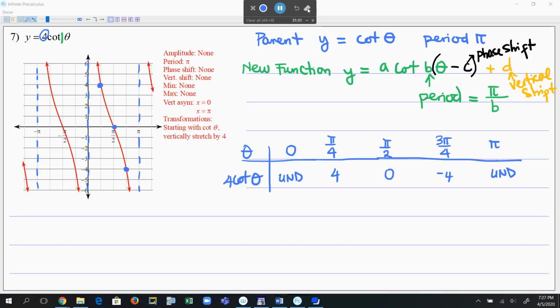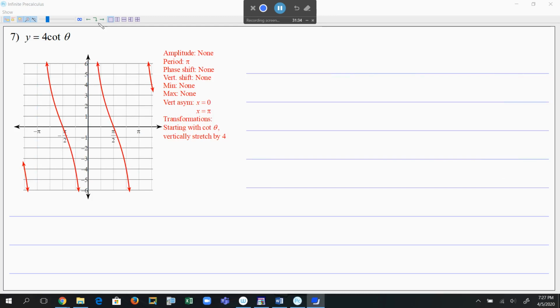Okay, so now let's move on to the next example.